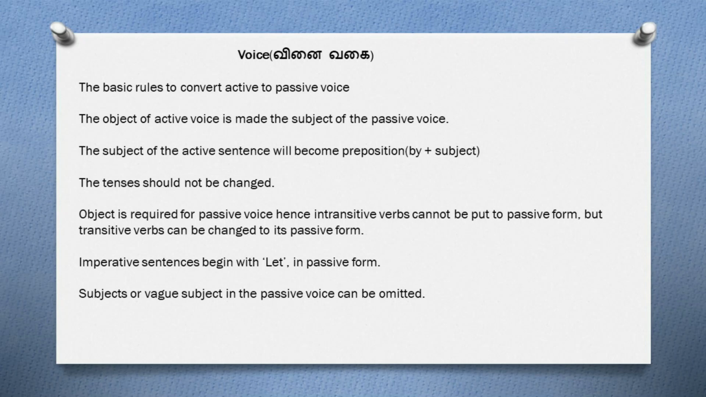So now let me tell you the basic rules that you need to follow to convert a sentence from its active form to passive voice. The object of active voice is made the subject of the passive voice. ஒரு சென்டென்ஸை அதனுடைய passive voiceல மாத்தும்போ அந்த active voice உடைய object தான் passive voice உடைய subject ஆகும்.